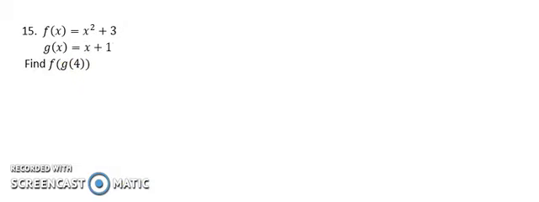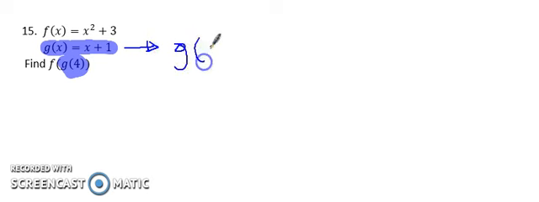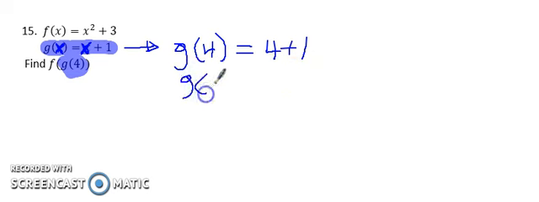Alrighty, so our next one, we have to find out what is f of g of 4. So first thing I want to do is figure out what is g of 4 equal to. We utilize the function g to figure out what g of 4 is equal to. I'm going to plug in 4 into the x spot. 4 is taking this spot here, so 4 needs to take this spot here. So we have g of 4 equals 4 plus 1, and that gives us g of 4 equals 5.